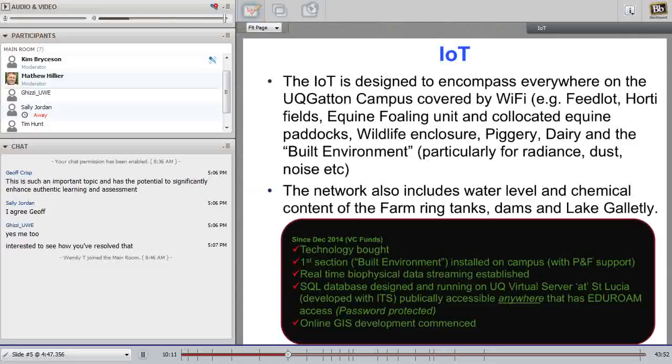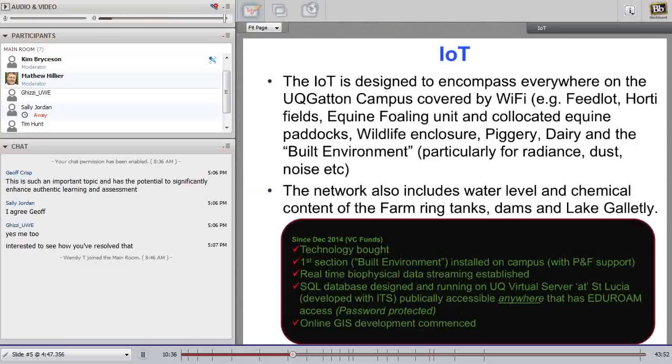The network also includes water level and chemical content of the farm ring tanks, which on an Australian farm are very large. They're dams that are used for collecting water, and Lake Galletly, which is part of an environmental park on campus. We're quite interested in this Lake Galletly area because it helps to manage the water system on the campus.